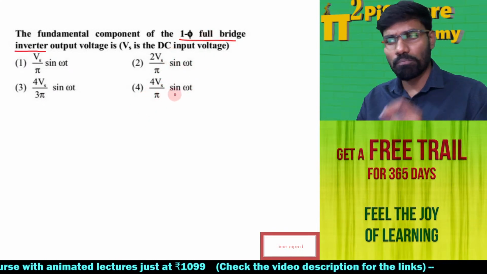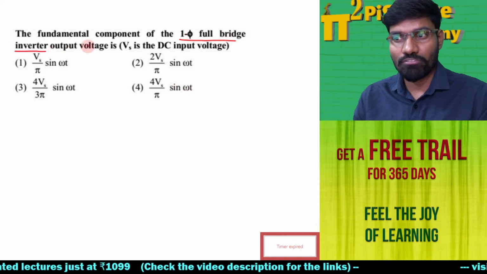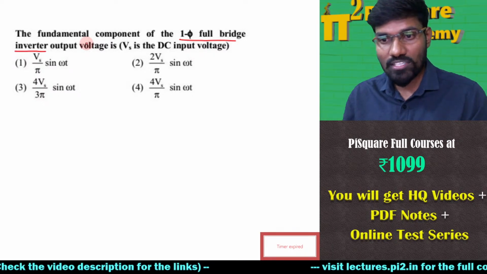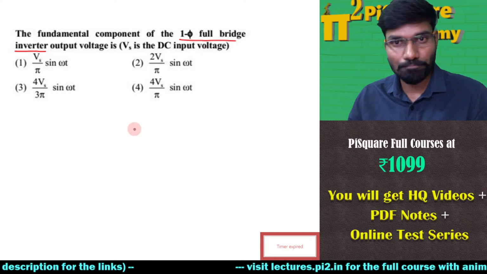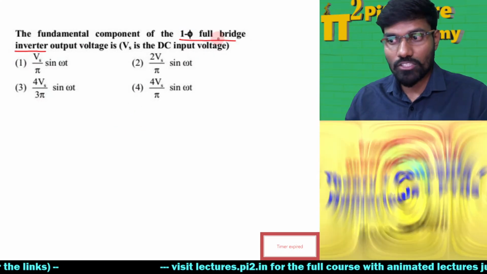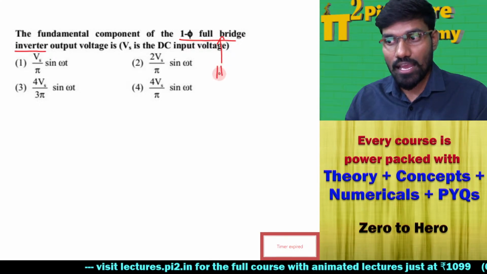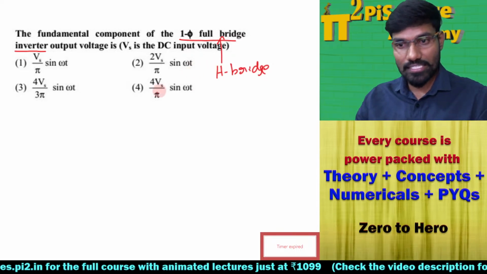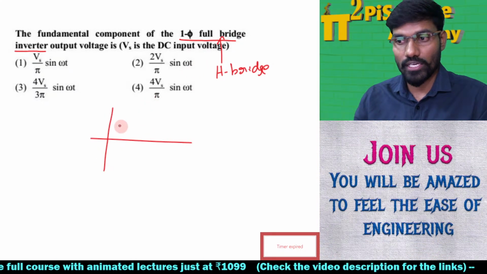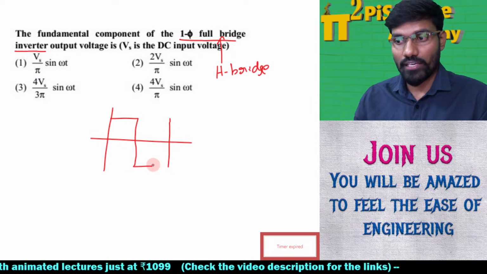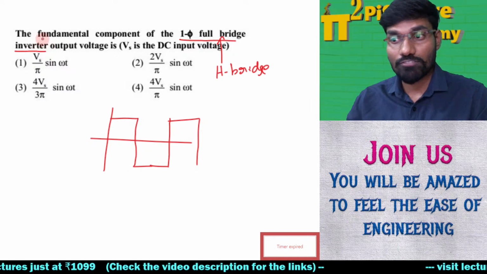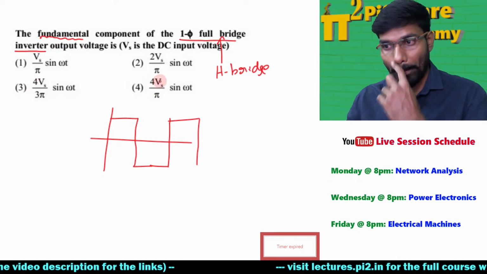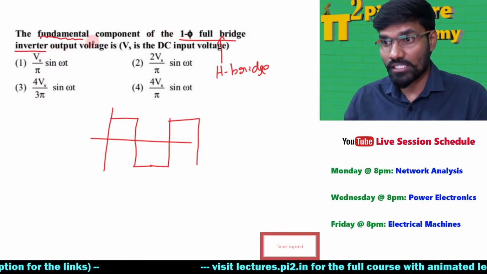What is the output of the single phase full bridge inverter? What is the output shape of a single phase full bridge inverter? Full bridge is also called an H bridge. Yes, exactly, Ashruth, square wave. Square wave is the output. Now it is asked for the fundamental component.